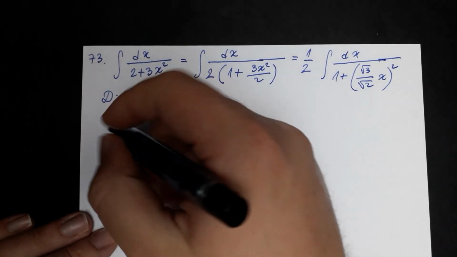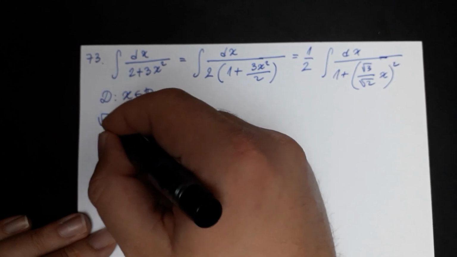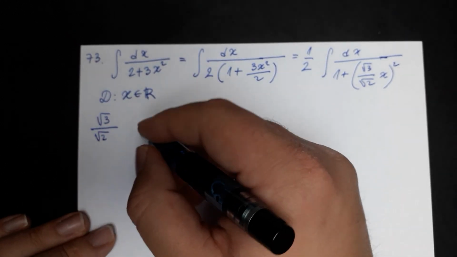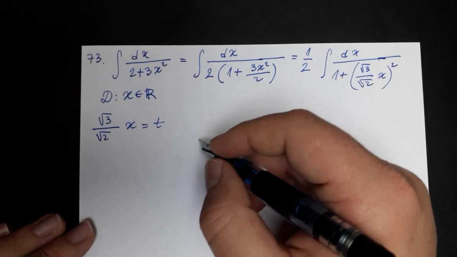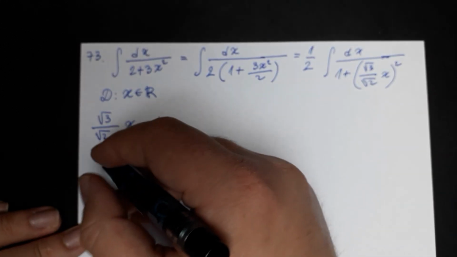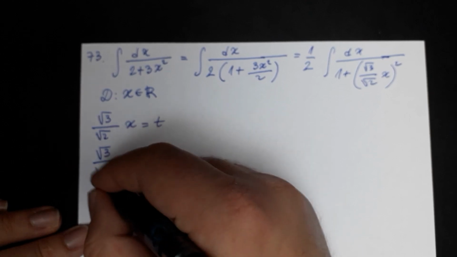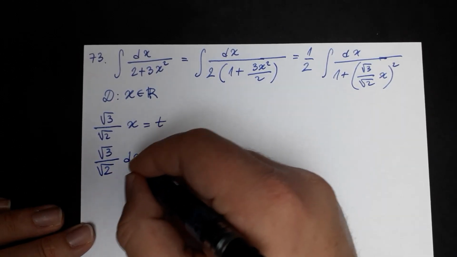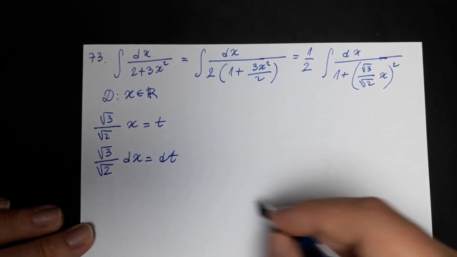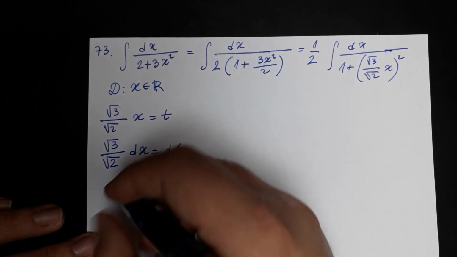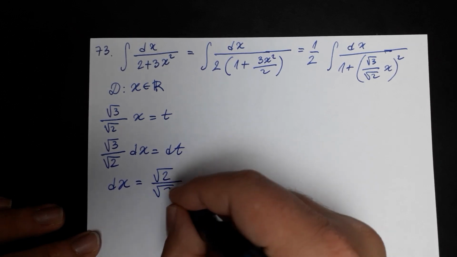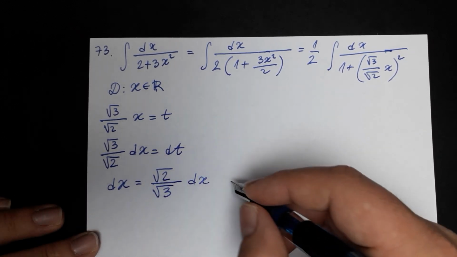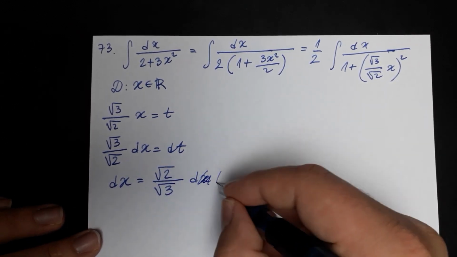We can now introduce a substitution that a square root of 3 divided by a square root of 2 times x is equal to t, and that means that a square root of 3 divided by a square root of 2 dx is equal to a differential of t. Well, that makes the differential of x being equal to square root of 2 divided by a square root of 3 dt.